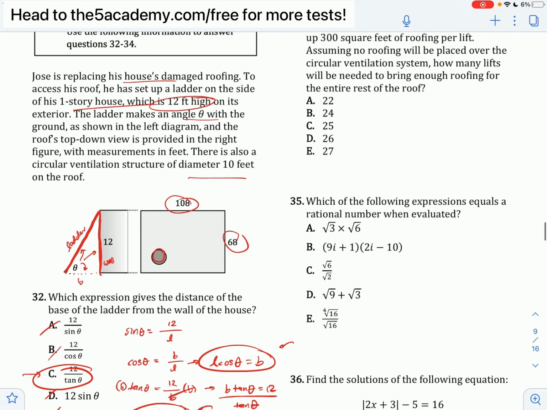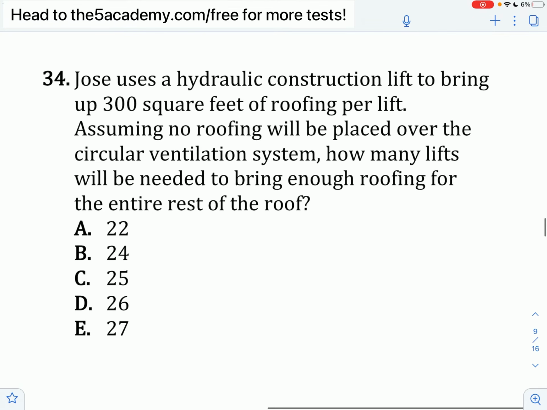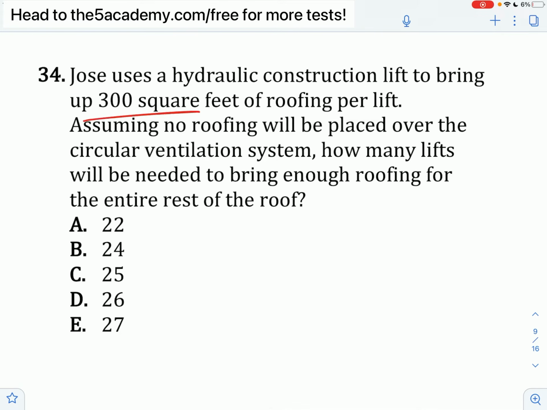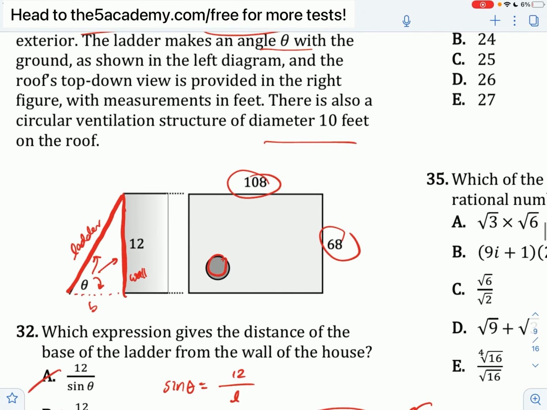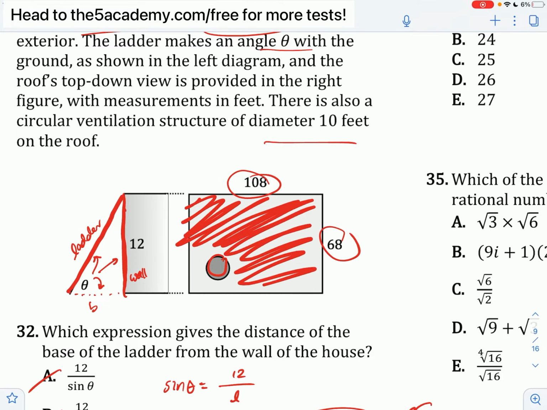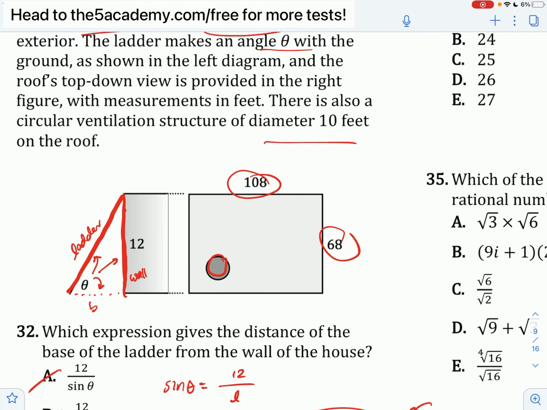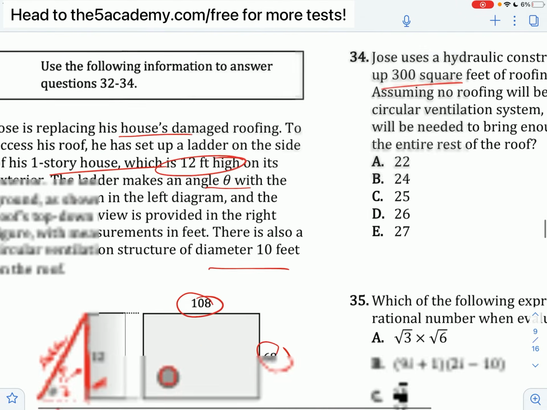It's about B. He uses a hydraulic construction lift to bring up 300 square feet of roofing per lift. Assuming no roofing will be placed over the circular ventilation system, how many lifts will be needed to bring enough roofing for the entire rest of the roof? So we effectively need to find how much area is taken up by all of this, excluding the dark gray region, and then find how many times we have to add 300 to itself to add up to the area that's the total, okay? So what's the total area?